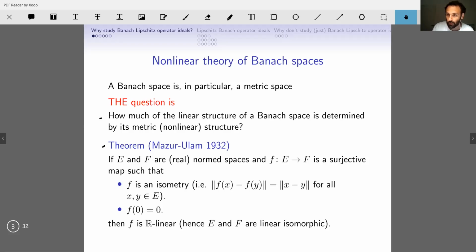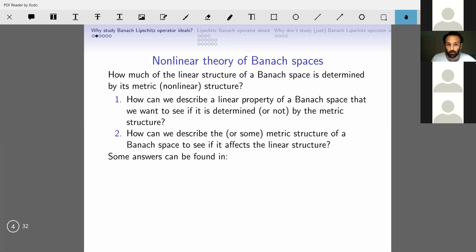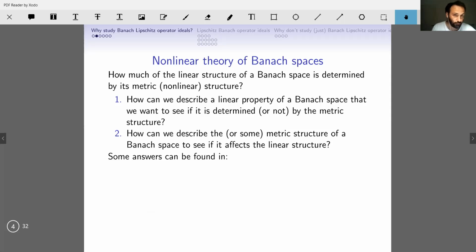So if we want to deal with this fundamental question of the nonlinear theory of Banach spaces, we have two issues to solve. First is how we can describe a linear property of a Banach space that we want to see if it's determined or not by the metric structure. And the second is how we can describe the metric structure of a Banach space to see if it affects the linear structure or not.